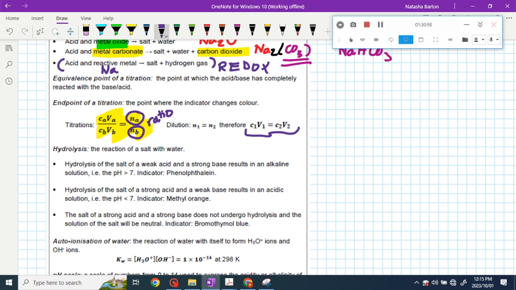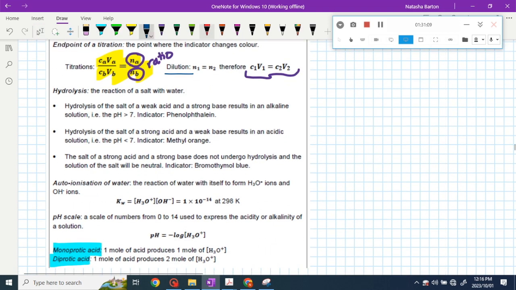You don't have to, you can use first principles, but don't confuse titrations with dilutions. Hydrolysis tends to be a very big problem. You must know, a weak acid with a strong base, the end result is a pH bigger than 7. In other words, it's going to be alkaline. If we have a strong acid with a weak base, then we're going to get a pH smaller than 7 and it will be acidic. If you have a strong acid and a strong base, the pH will then be neutral or close to 7.